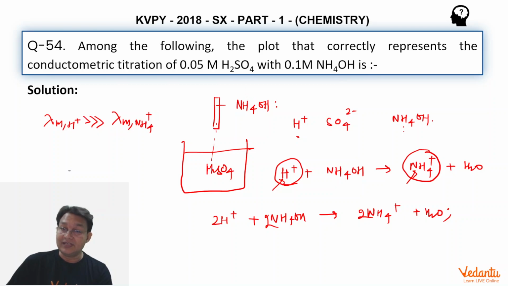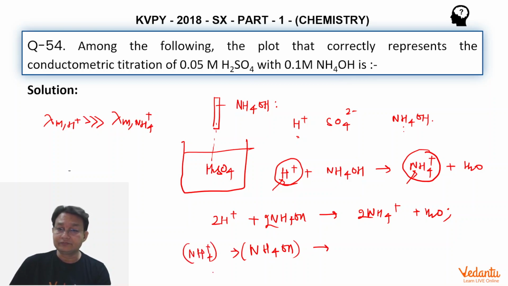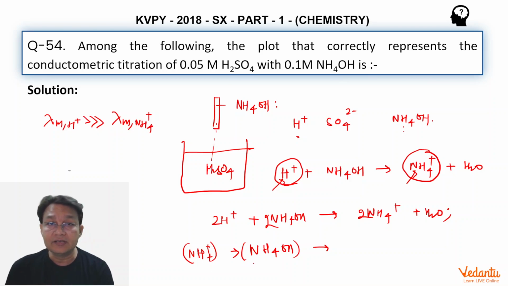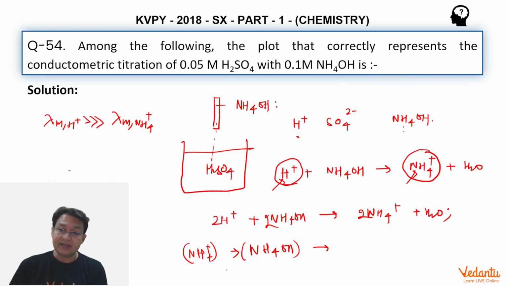But this weak base, when you add further into this solution, is not going to ionize. You very well know that NH4OH is very slightly ionized, and in the presence of NH4 positive, it is not going to be ionized any further due to the common ion effect. So the impact will be what? The ions will not increase. There is no addition of ions after the equivalence point.